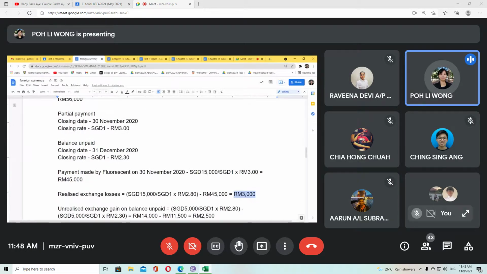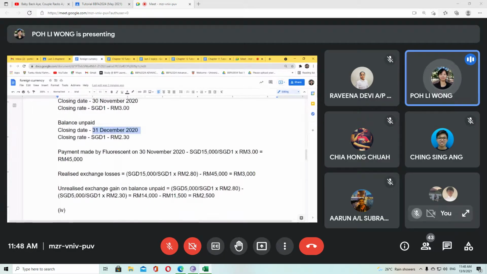So this 5,000 SGD that remains unpaid, we will have to calculate the closing rate based on 31st December 2020. So your unrealized exchange gain on balance unpaid, we have 5,000 times 2 ringgit 80 cents. Okay, this is basically the opening, the spot rate. Okay, and minus 5,000 times 2 ringgit 30 cents, this is the closing rate. So now we have an unrealized exchange gain on balance. And it would be a gain for me.